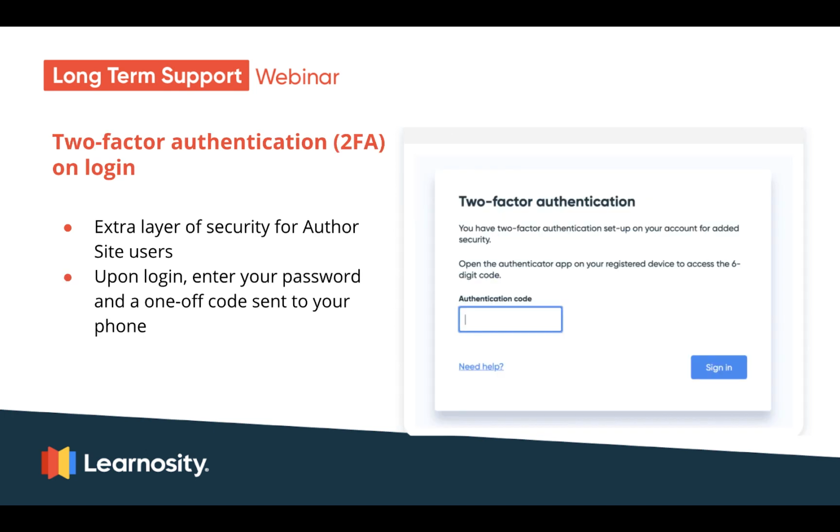Our author site users can now also activate an extra layer of security for content within their item banks. Two-factor authentication, or 2FA, prevents malicious people from breaking in by simply guessing or brute forcing a user's credentials. So now logging in with 2FA requires that you have both the user's credentials, their username and password, and a one-off code that is sent to their mobile device. If you're an existing customer interested in enabling 2FA, reach out to support or your customer success manager for more information.